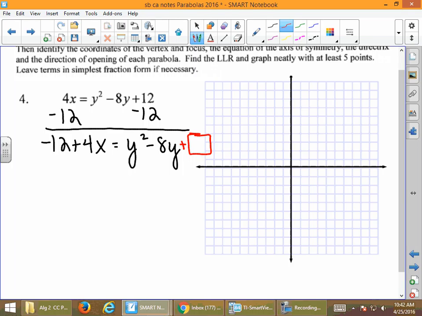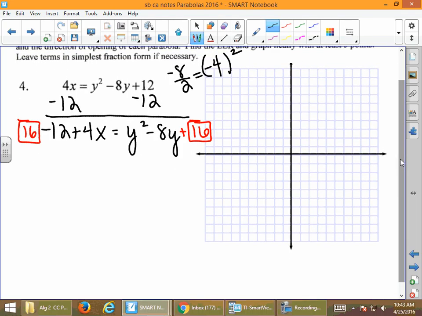If we're adding something to the right side, then we also need to add something to the left. And I wonder if anybody remembers how to figure out what goes in that box. Half of negative 8, then square it. Negative 8 divided by 2 (it's always divided by 2) is negative 4. And then we square it, which means that we're going to add a 16 here, and we're going to add a 16 there.